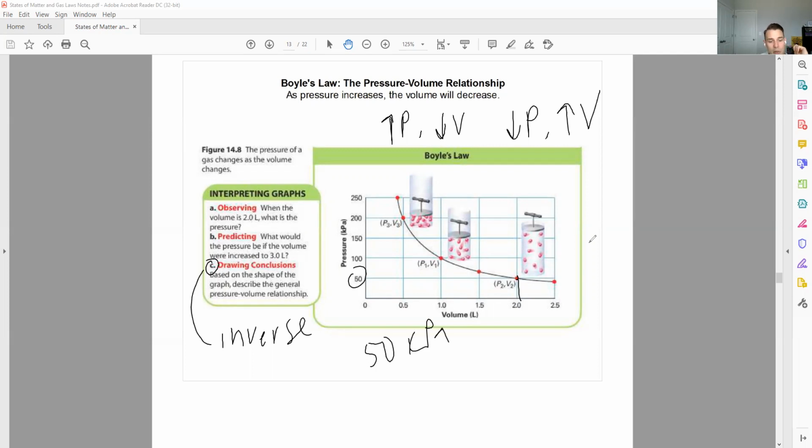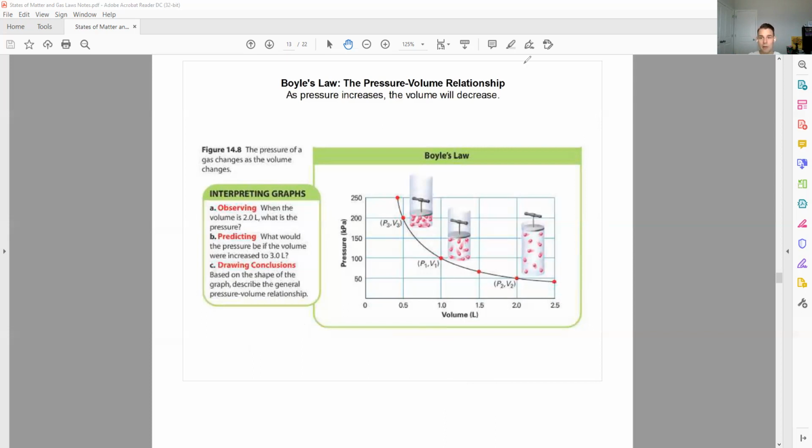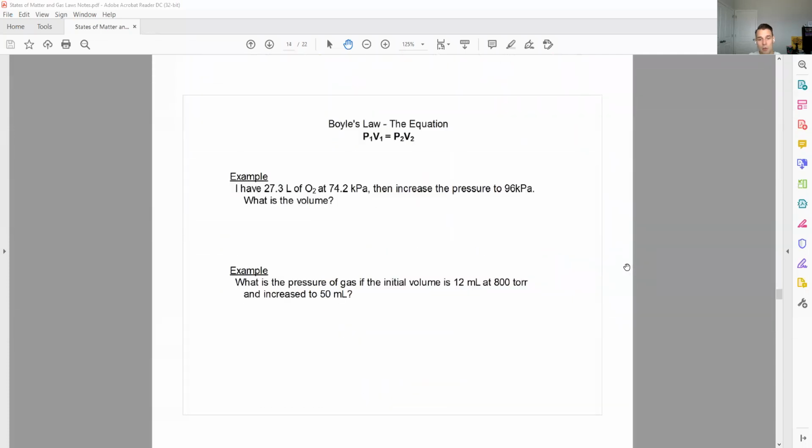B, what would the pressure be if the volume were increased to 3 liters? So we're just going to extend our graph out, which is known as extrapolation, to see where it would be if this was about 3. And you just go over, and again, it's estimation. I'm going to say about 40 kilopascals. Okay, so you're just estimating based off the trend of the graph already. So Boyle's law, again, is an inverse relationship between pressure and volume. Knowing these relationships is going to be very important later on when we start working with them more.